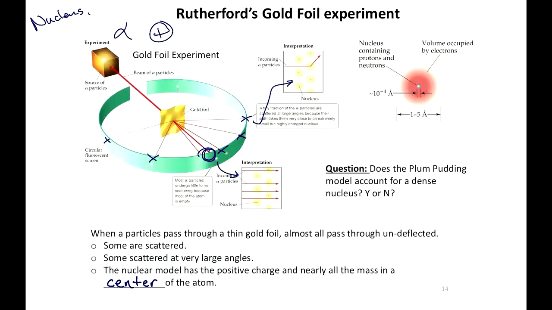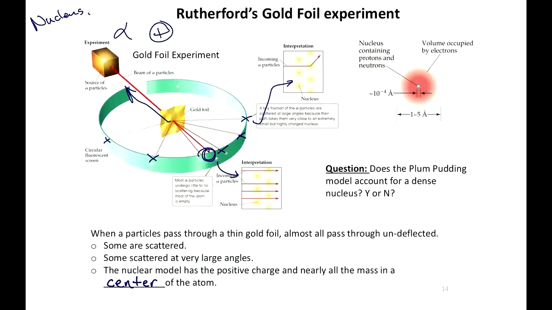So that's the first thing of the experiment, that an atom is mostly empty space. But 0.5% of the time, an alpha particle would bounce all the way back to the detector, right? So that's telling us there's something really, really dense in the middle of that atom, that it's being either deflected or just bouncing straight back. And that's our nucleus.